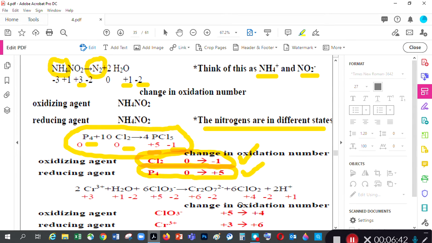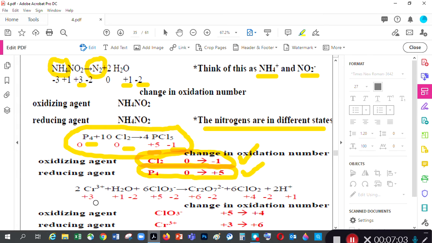Let's take this one here. Okay, let's take this one here, and let's look. We have chromium 3+ plus H2O plus chlorate ion, giving us dichromate plus chlorine dioxide plus H+.